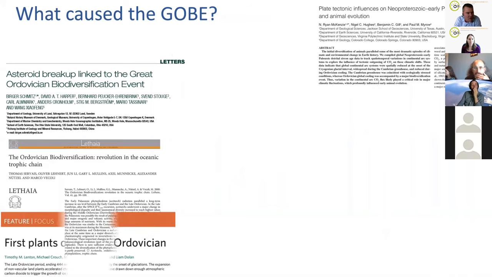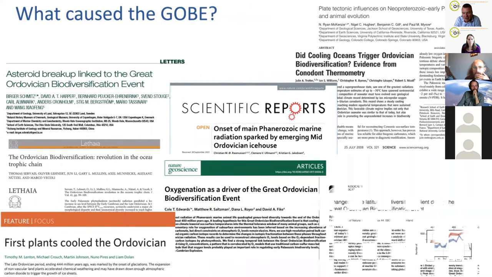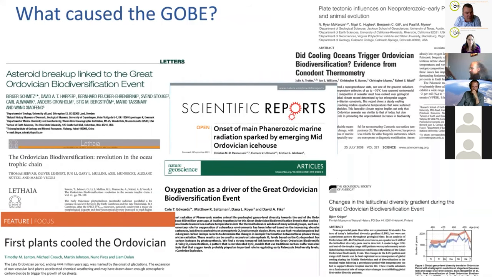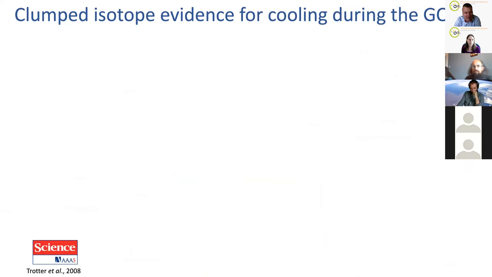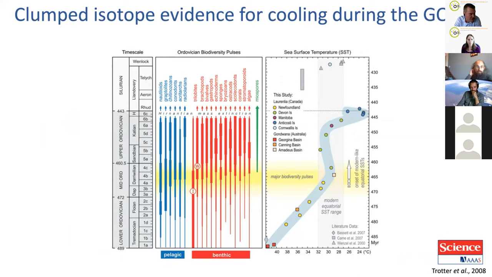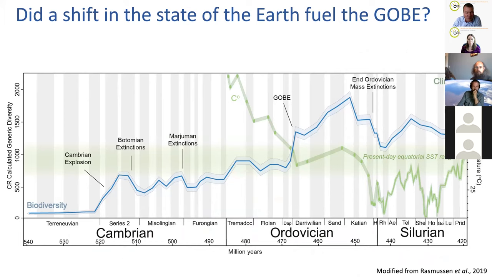There have been many people who have speculated on why we have this GOBE event, also myself and others. But I think one of the main things is that it always boils down to climate. Here we have Julie Trotter's very famous diagram showing how the clumped isotopes on conodonts show a gradual temperature decrease up through the Ordovician. Once we get into the middle part of the Ordovician, we get within modern-day sea surface temperatures in the tropics. If we plot Julie Trotter's data set on top of our richness curve from last year, we really see somewhat of a coincidence here. It really seems that climate is important when it comes to raising biodiversity levels.